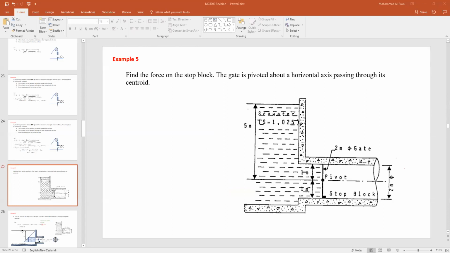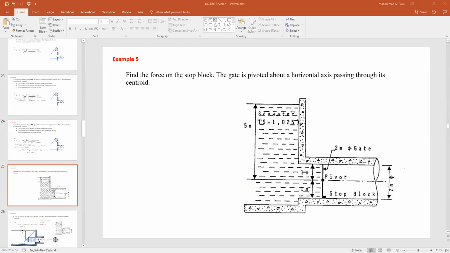This is example number 5. Hopefully, if we're going in this way, we can do many examples. So, find the force on the stop block. The gate is pivoted about a horizontal axis passing through its centroid.